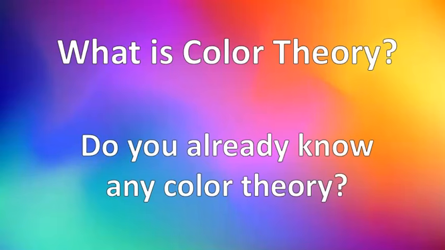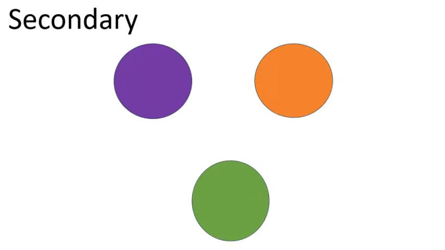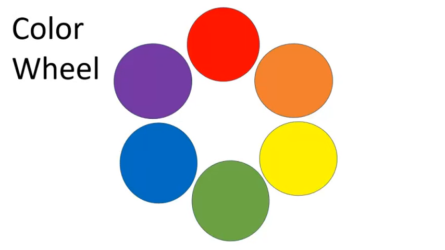Do you already know any color theory? I bet you know more than you thought. For instance, do you know what the primary colors are? I bet you learned that in kindergarten. Red, blue, and yellow. The secondaries are purple, orange, and green, and together they make up the color wheel. Aside from the names of the colors, that's probably the first color theory you ever learned.